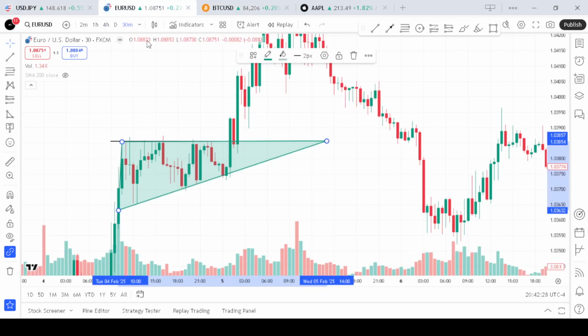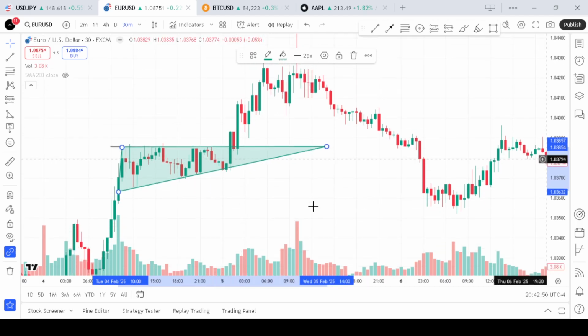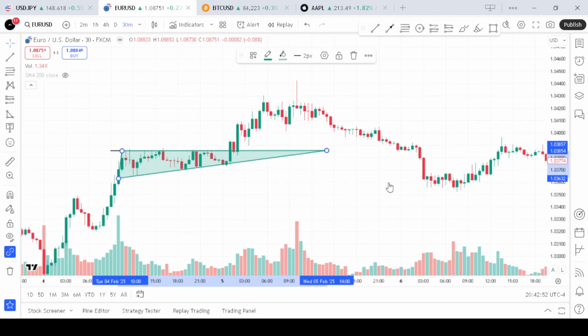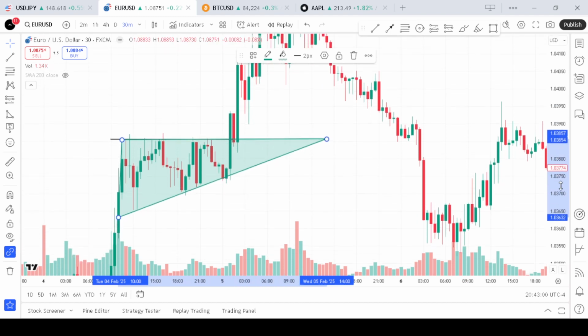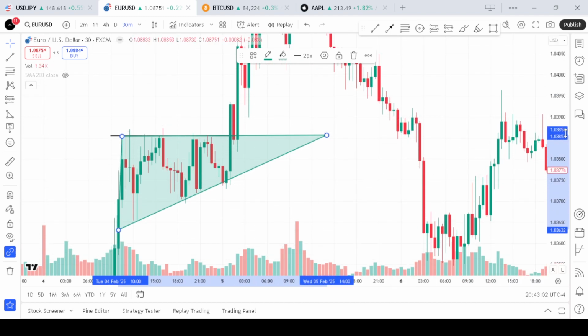The ascending triangle always has a horizontal resistance, and we can see our horizontal resistance at the upside, and an upward sloping support line. This is the upward sloping support line. This pattern typically signals bullish continuation, and as we can see, it was in a bullish trend before it decided to form our ascending triangular pattern to continue the bullish momentum. So it always occurs during a bullish trend.